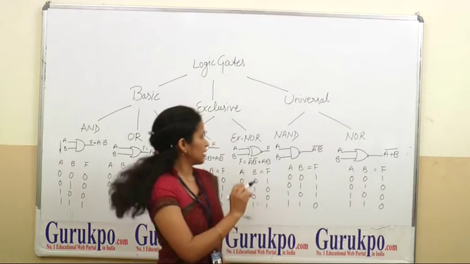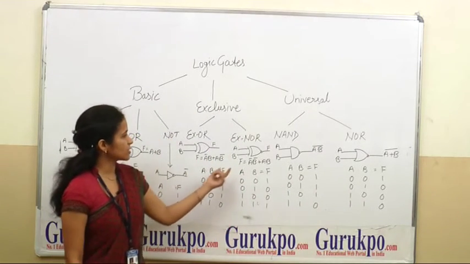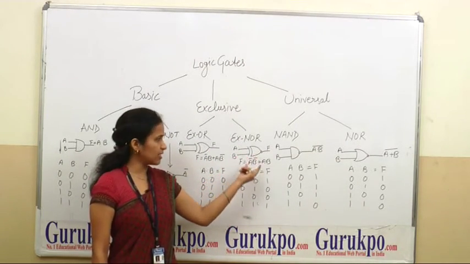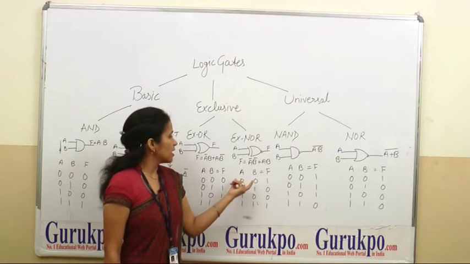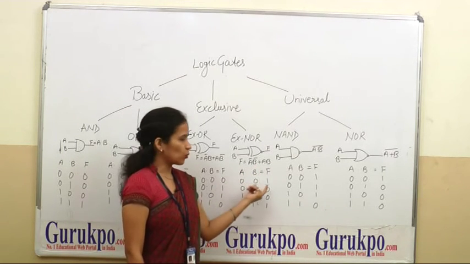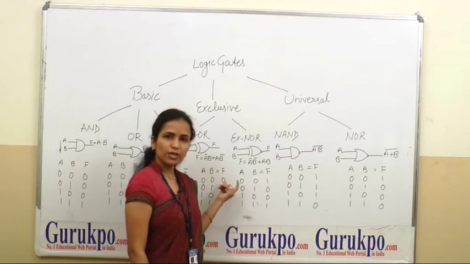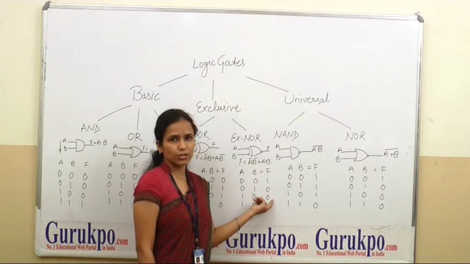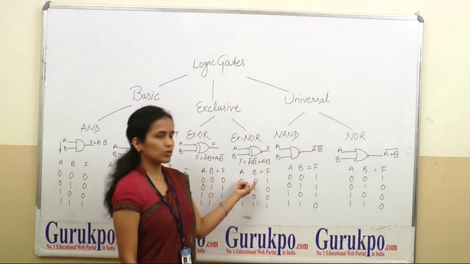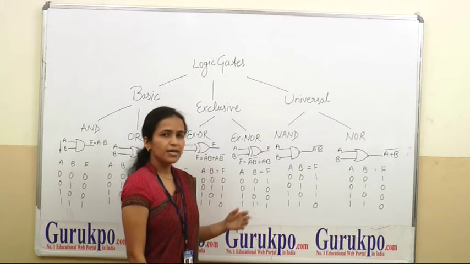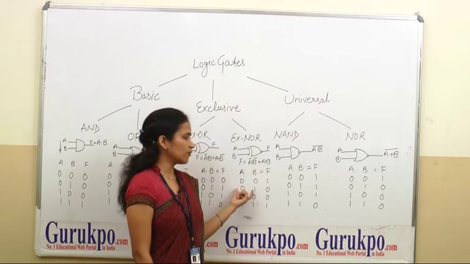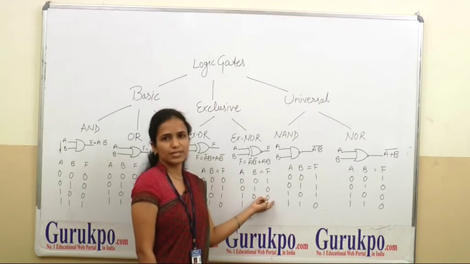The next gate is the XNOR gate. This is the symbol of the XNOR gate, and this is the equation of the XNOR gate. When both the inputs are low, then output is 1, but when one of the inputs is dissimilar, then output is always 0. So we can say that when both the inputs are low or high, then output is always 1, but when one of the inputs is dissimilar, then output is always 0.